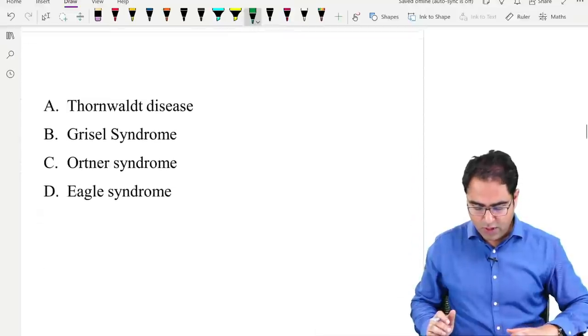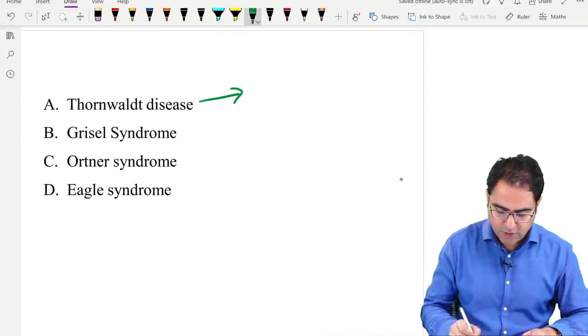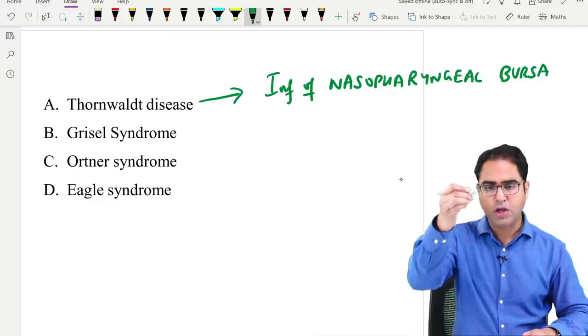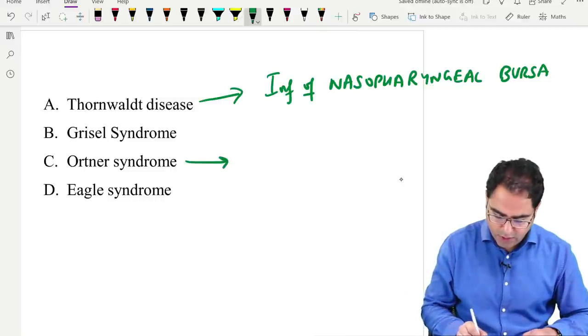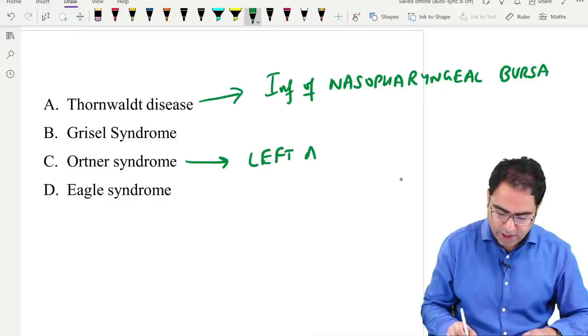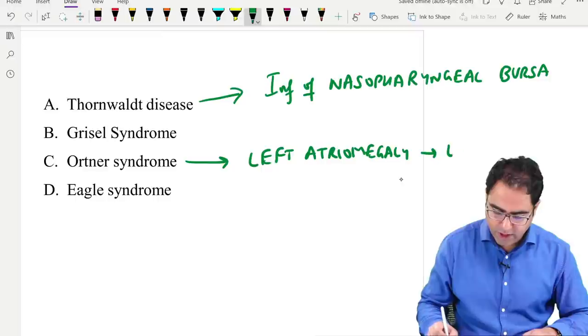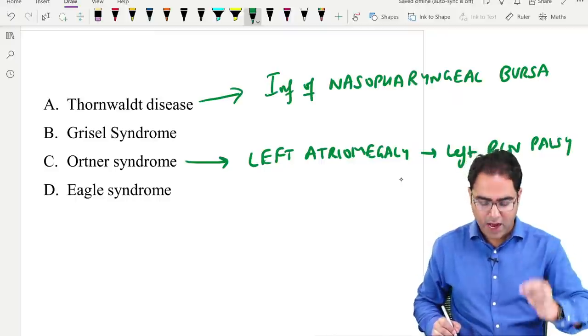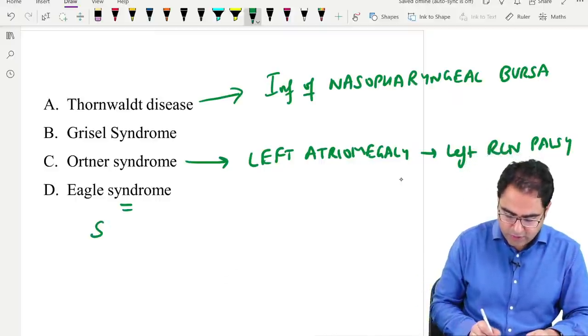Fine. Now, what are the other diseases, beta? Thornwaldt disease is infection of the nasopharyngeal bursa. It's an embryological remnant that everybody has. Ortner syndrome is left atriomegaly. Let us revise more things causing left RLN palsy. Left atriomegaly causing left RLN palsy. Eagle syndrome is styalgia.